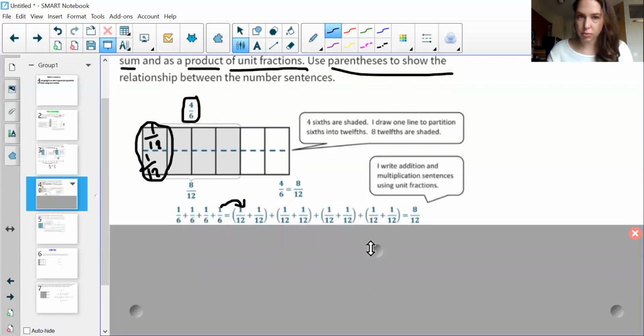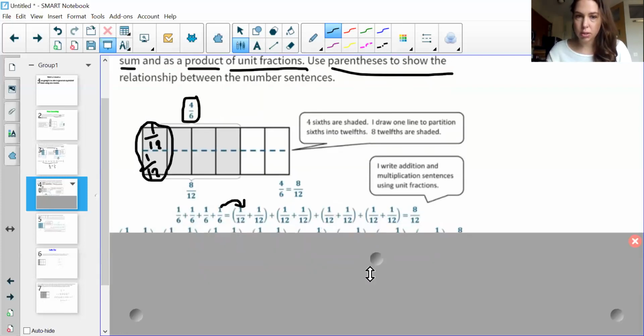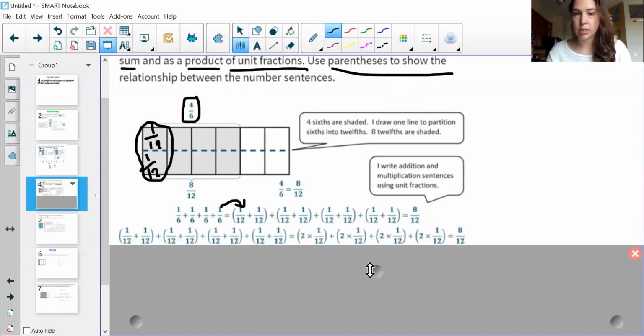Now let's look at the next row. This is the multiplication sentence. So here, again, I have 8/12. That's the same as what's written up there. And we're just rewriting it as a multiplication sentence. These are groups of 2/12, so I'm writing it as 2 times 1/12, 4 times. 2 times 1/12, 2 times 1/12, 2 times 1/12, 2 times 1/12. Altogether, that equals 8/12.